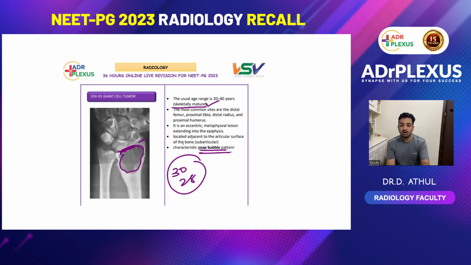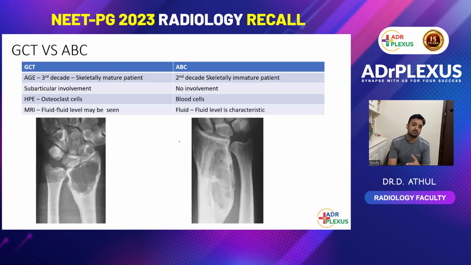So how to differentiate from ABC: in ABC the expansive lytic lesion will be seen, but there will be sparing of the subarticular region. So the subarticular involvement will not be seen in ABC. This is how you will differentiate between GCT and ABC. And GCT commonly occurs after skeletal maturity.